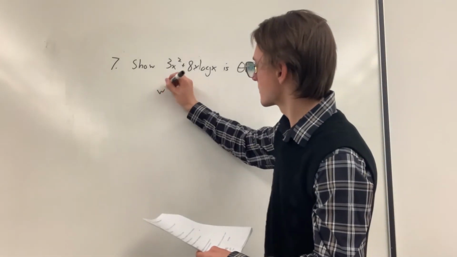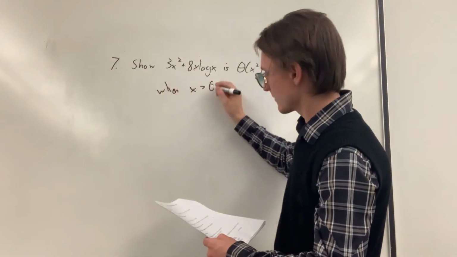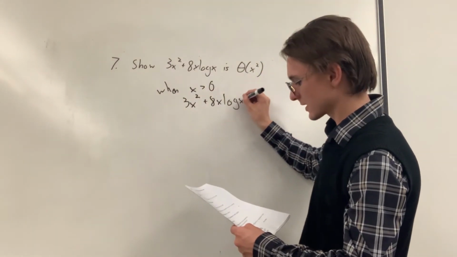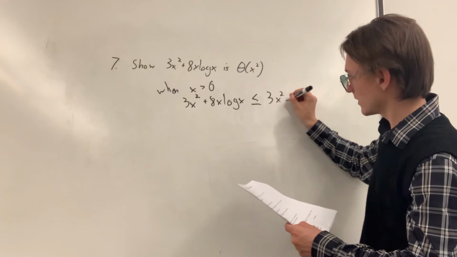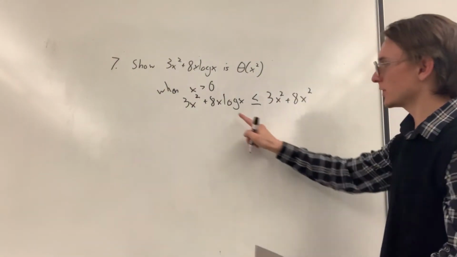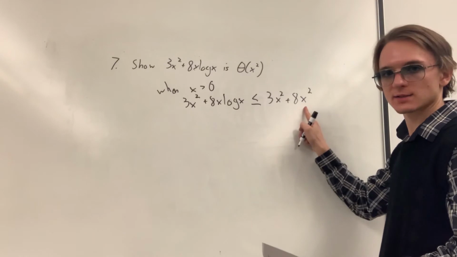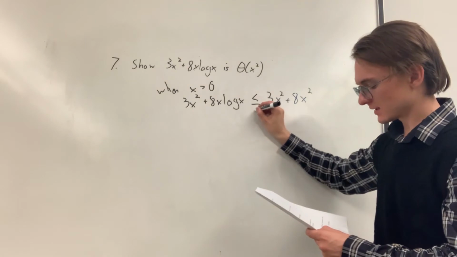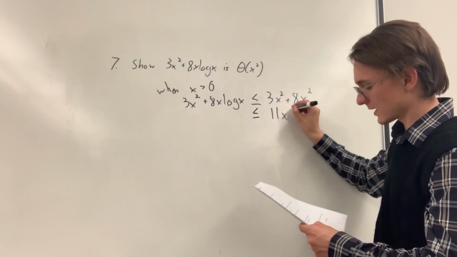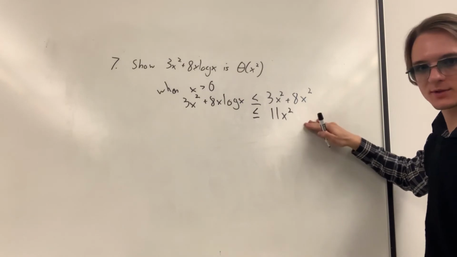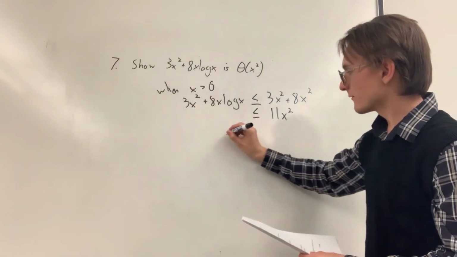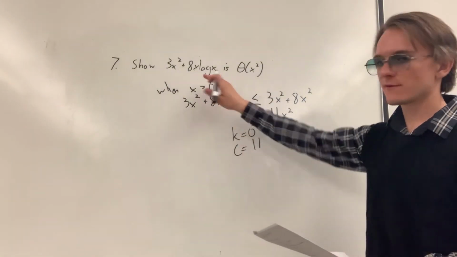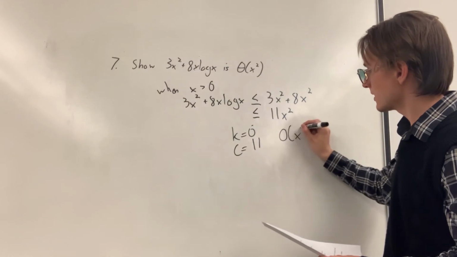First, when x is greater than 0, 3x squared plus 8x log of x is less than or equal to 3x squared plus 8x squared, right? We change this log of x and turn it into an x. And then we get 8x times x, so it's 8x squared. This is less than or equal to 11x squared, right? Because you just add them together and get 11x squared. So therefore, when k is 0 and c is 11, the following expression is big O of x squared.